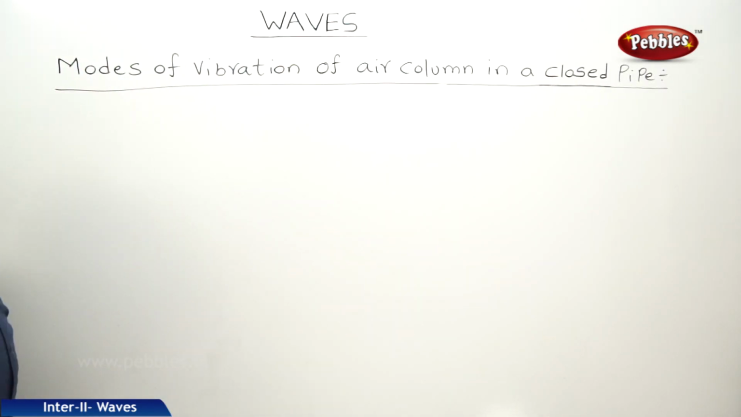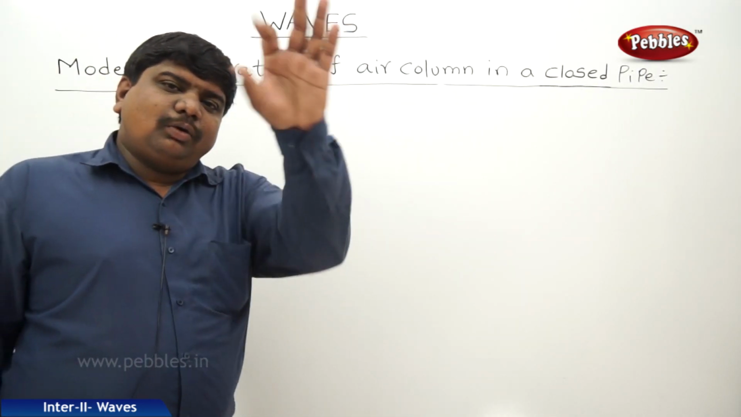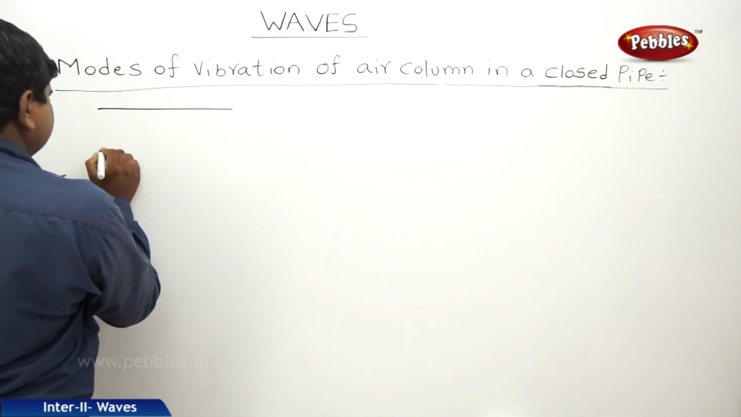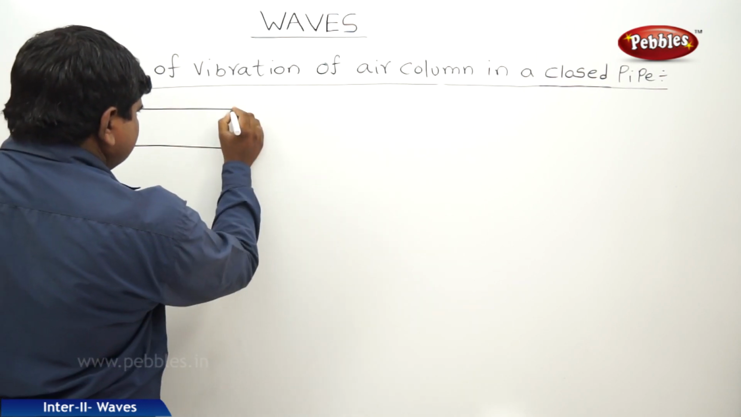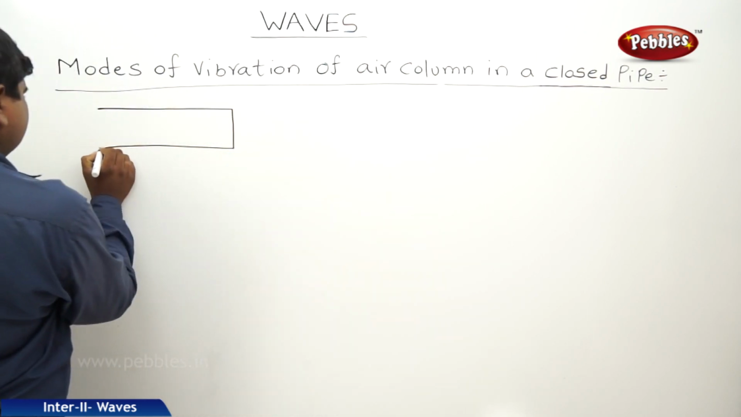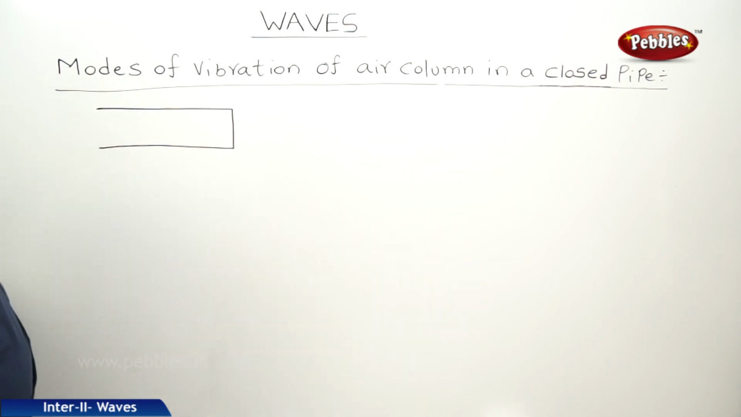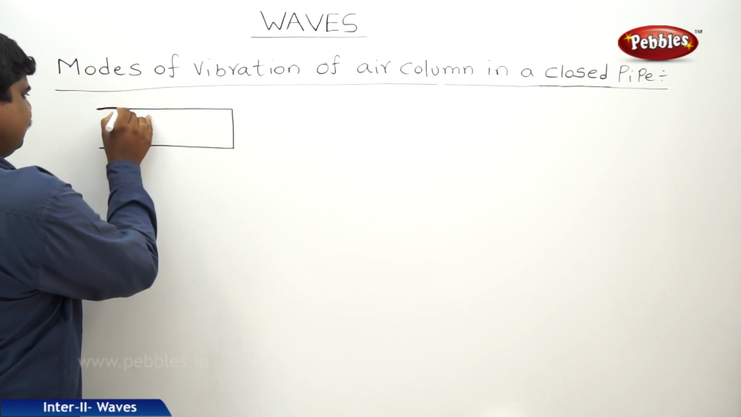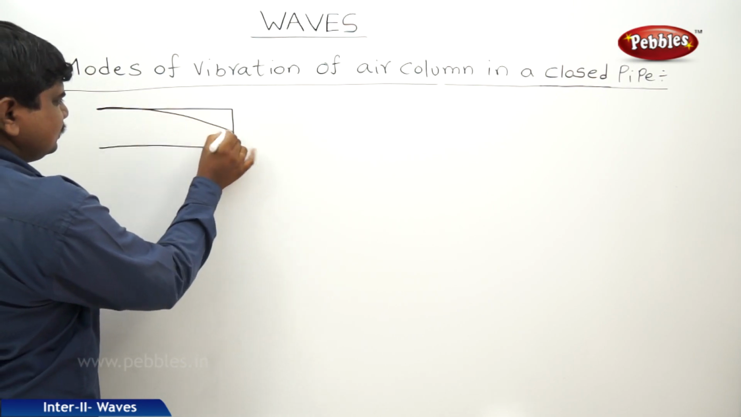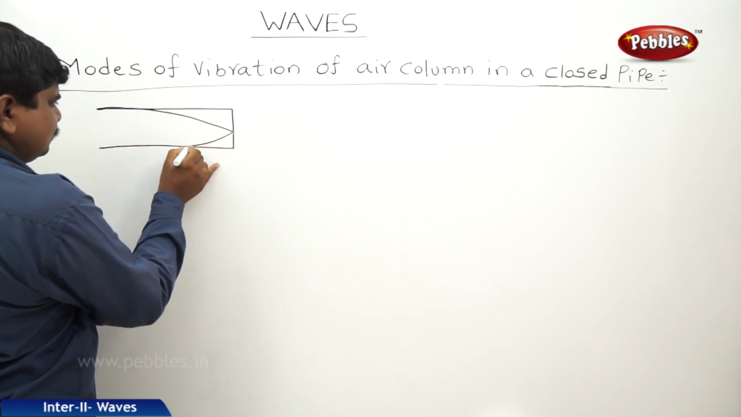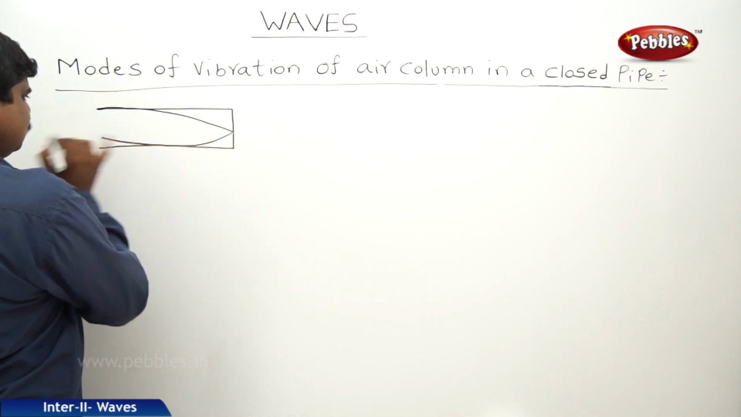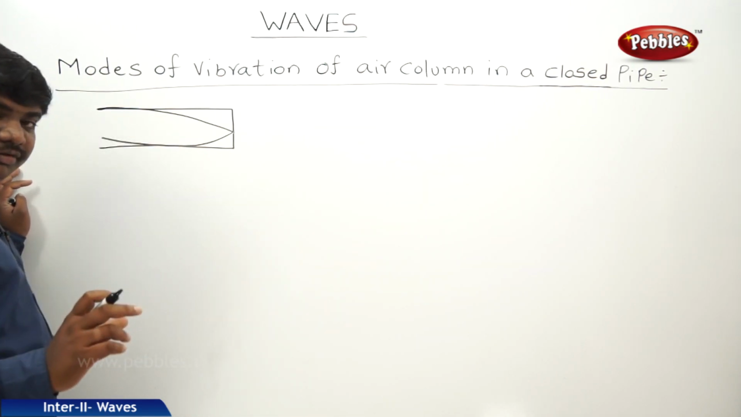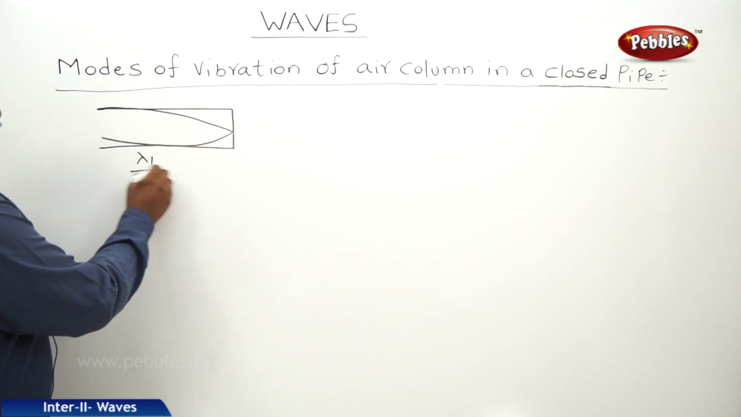The next concept is modes of vibration of air column in a closed pipe. So, pipe is closed at two ends. So, in the closed pipe, the modes of vibration forms like this. That means it is not the half wave or it is not the full wave. It is 1/4 of the wave.